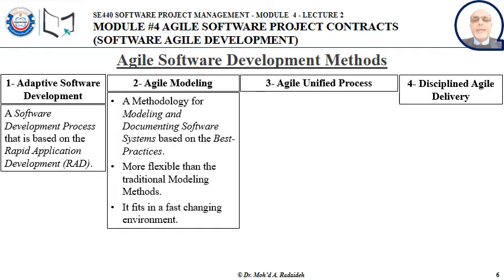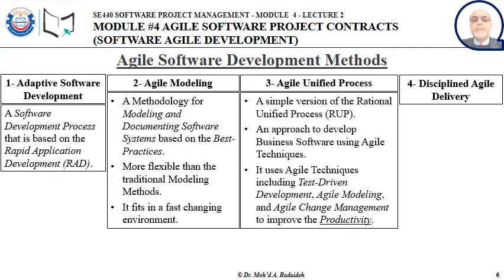The Agile Modeling is a method for modeling and documenting software systems based on what? Based on the best practices in the field. In comparison to the traditional modeling methods, it's considered more flexible, and also it fits in fast-changing environments.